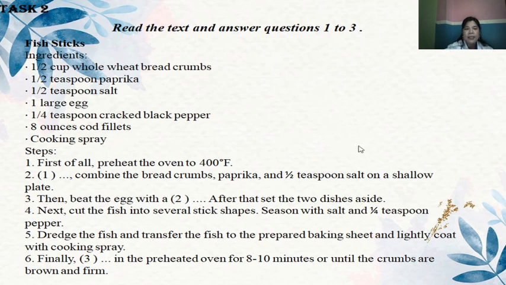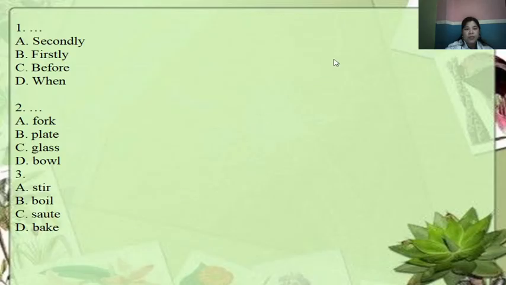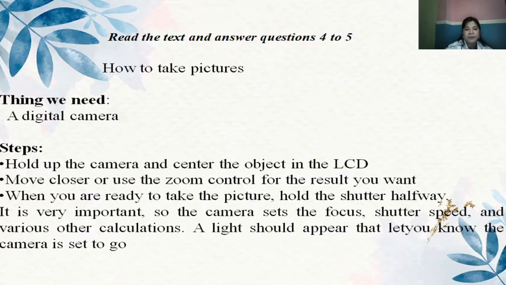Nah, this is task 2. The students must read the text and answer questions number 1 until number 3 based on the procedure text. Okay, the students can answer A, B, C, D. Yeah. Okay, the next. Okay, this is how to make a picture. Ya, jadi ini adalah contoh-contoh tugas yang harus dikerjakan siswa dalam prosedur teks.